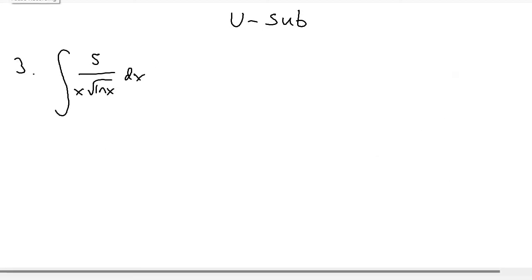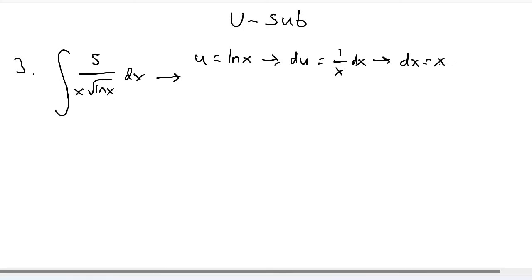Now let's take a look at the integral of 5 over x times the square root of ln x dx. In this case, I would actually choose my u as ln x itself, because what will happen is I'll be able to cancel out the x's later on. So when I derive u, or when I derive ln x, the derivative of ln x is just 1 over x dx. And when I isolate dx, dx is going to be equal to x times du, since we're multiplying by the reciprocal.